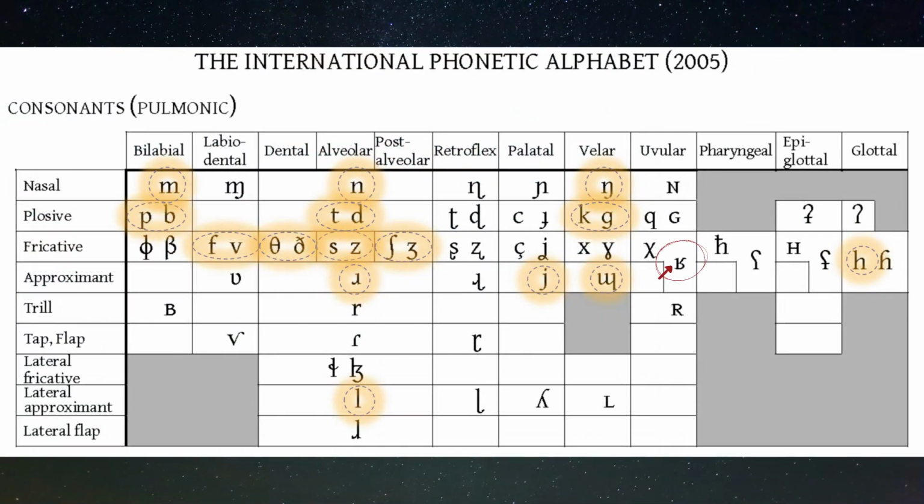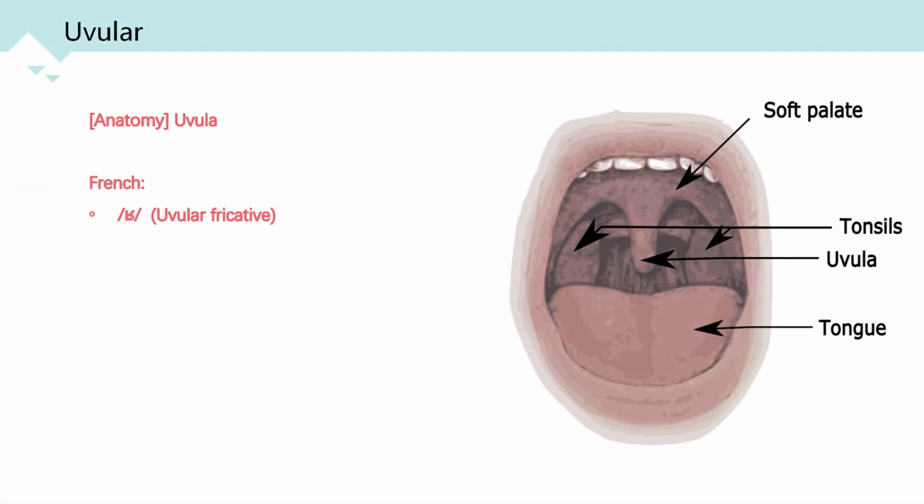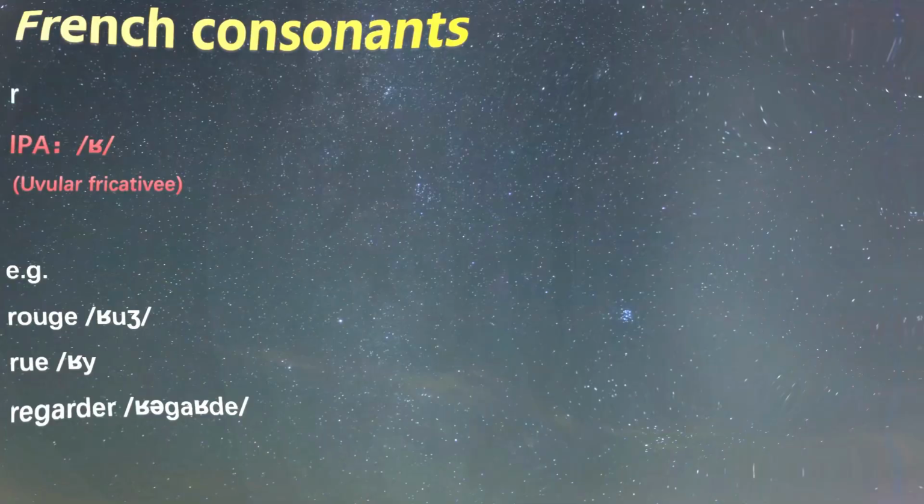Now, let's talk about uvular sounds in French. The term uvular refers to sounds produced using the uvula. Thus, this entire column represents uvular sounds. But what exactly is the uvula? Its anatomical name is uvula, but there's no need to remember that for now. To produce a French uvular fricative, you need continuous airflow that vibrates the uvula while ensuring it is voiced. Let's listen to standard recordings of this sound.